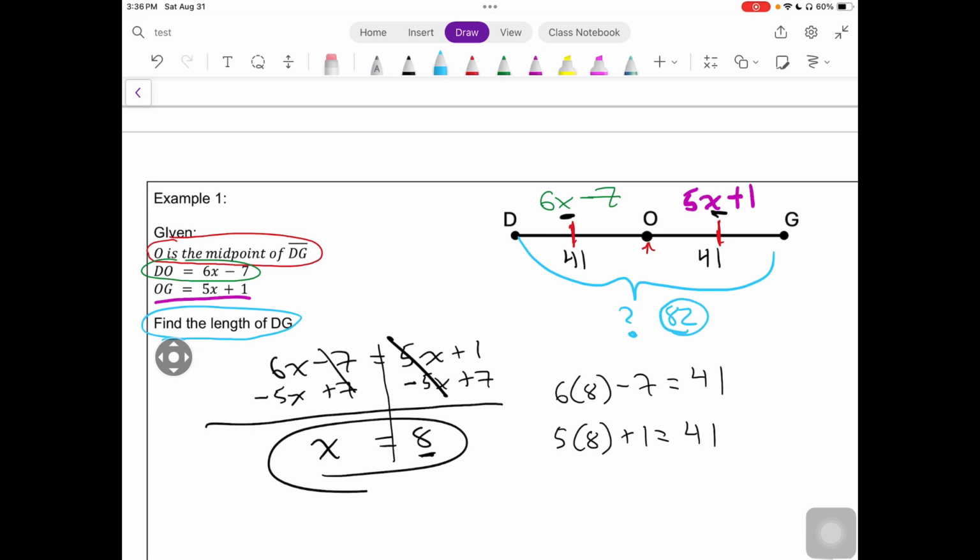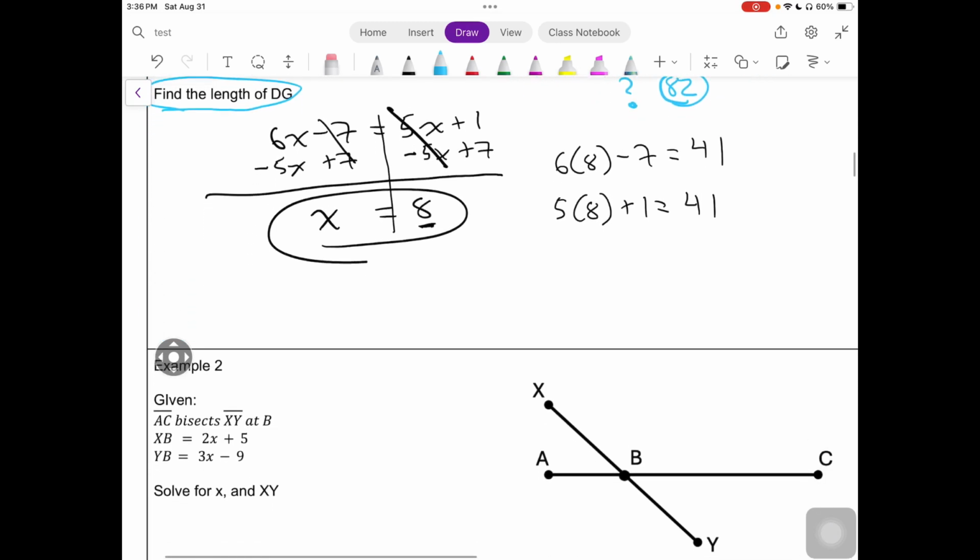All right. So again, very similar to the question from the first video, but make sure that you are paying attention to the vocabulary words and marking up your diagram right away. That's going to help you figure things out quickly and be able to set up your equation.